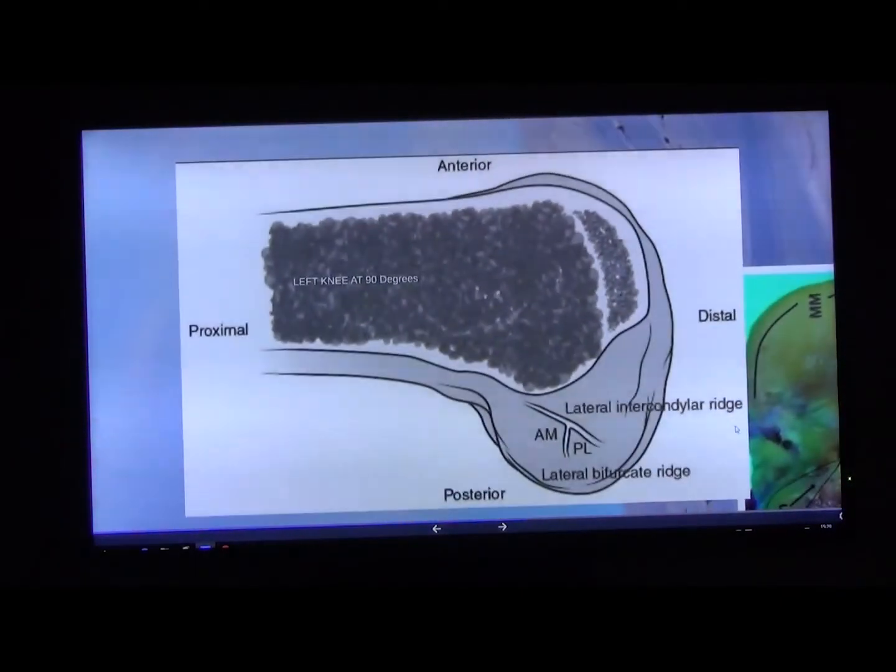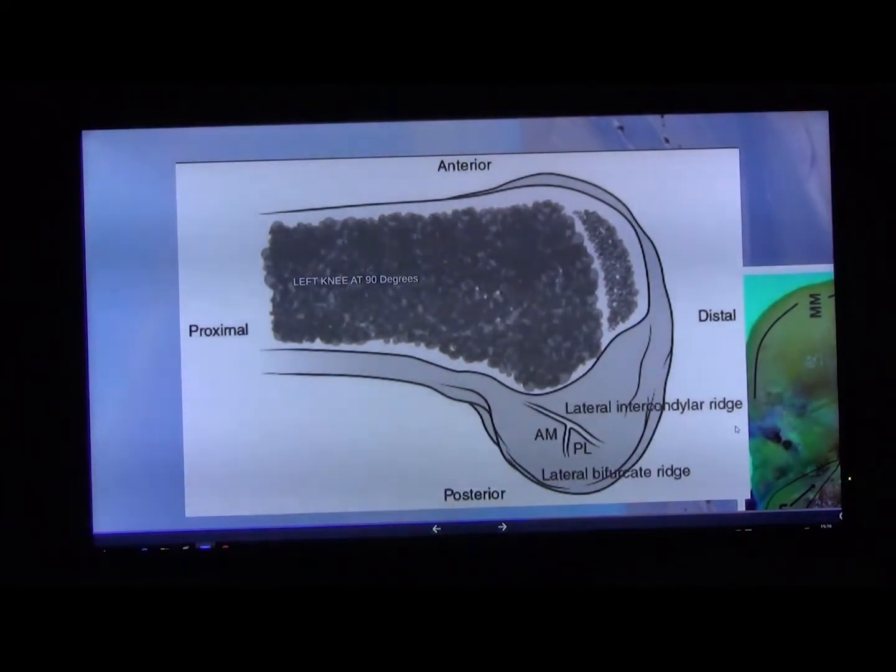We're going to get to know these intimately. So this is the left knee at 90 degrees. We've got the centre of the posterolateral bundle and the centre of the anteromedial bundle, and if we were doing a double bundle anatomic reconstruction, that's where we would put them. If we're going to do a single bundle, it will go in the middle of that ovoid footprint.